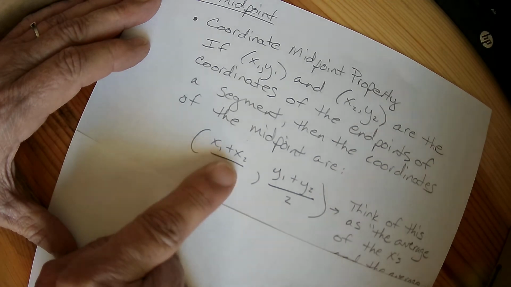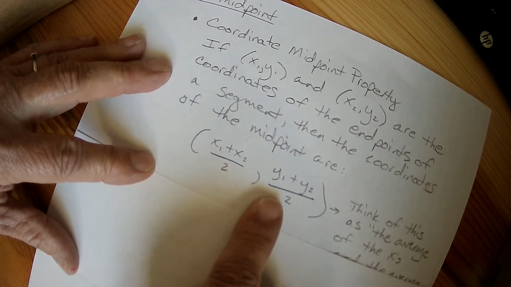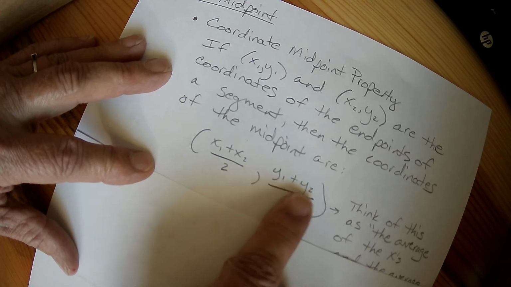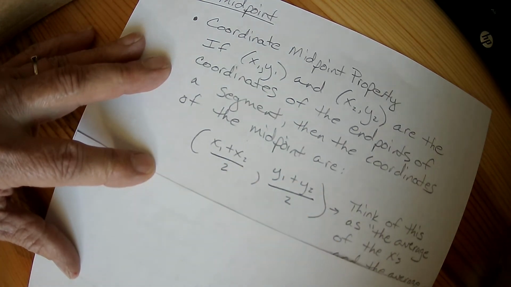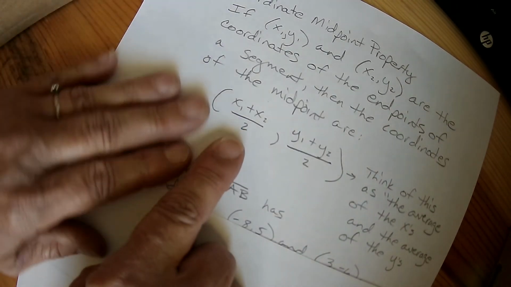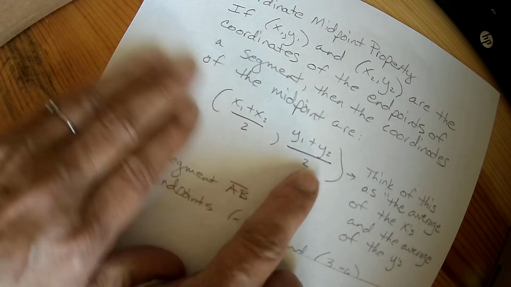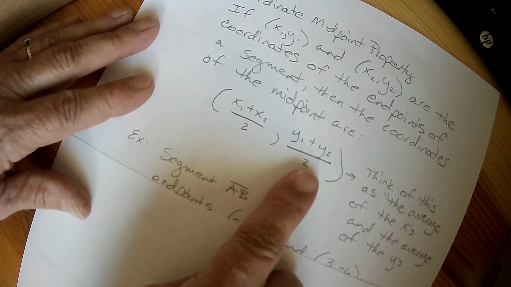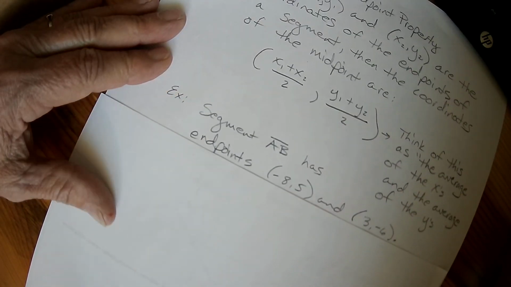You would take the two x's added together divided by 2, that's the x value of the midpoint. The y value of the midpoint is the two y's added together divided by 2. Think of this as the x value being the average of the x's, and the y value of the midpoint being the average of the y's. Okay, so let's do an example.